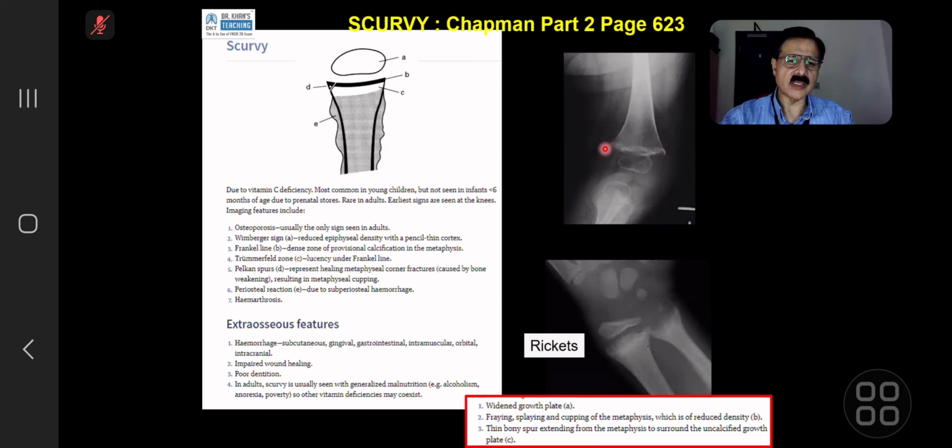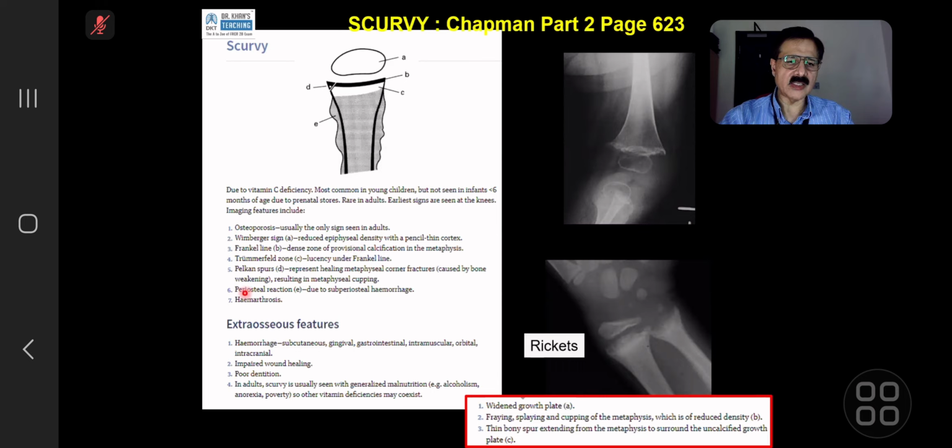Here, the concept is the Pelkan spur. The concept is that these are microfractures, secondary to bone weakening. It also results in metaphyseal cupping. So in a way there is cupping, but the mechanism is different, and that's why this should be discriminated from this. Both conditions can cause metaphyseal cupping.